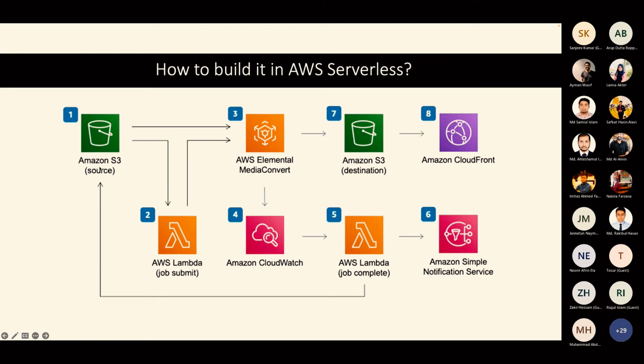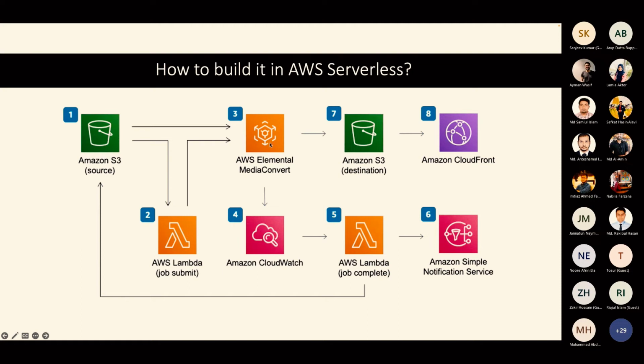Then we can trigger the source bucket again, maybe to delete the video or to move the video to a different layer. We can also send a notification to our administrator, the portal manager, or whoever needs to know that the convert process is done. So we can trigger SNS as well from the Lambda.